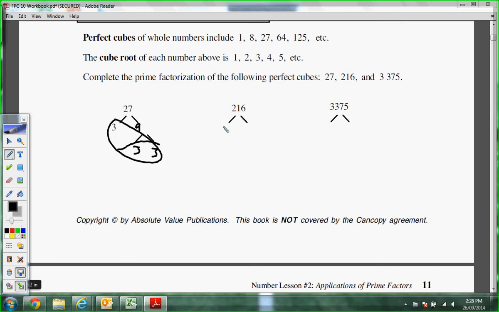216 breaks into 6 and 36. 6 and 6, again, we have 3 of them. So 216 is 6 cubed. You put 6 cubed in your calculator, it should kick out 216.